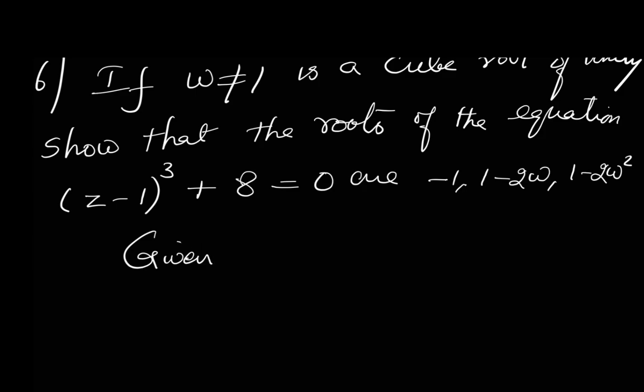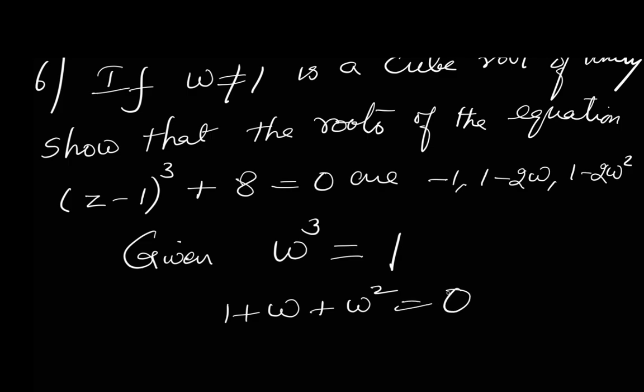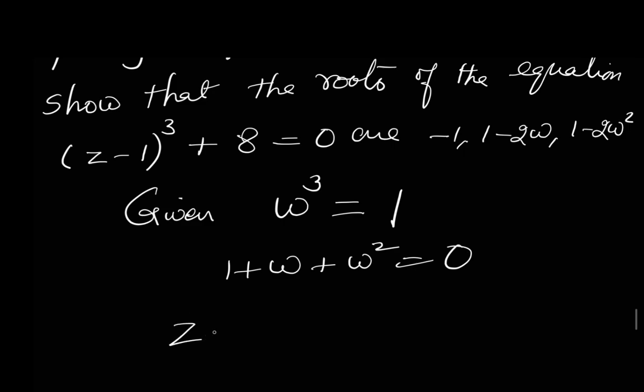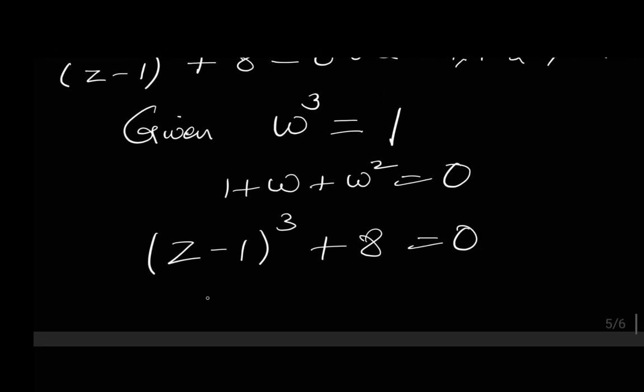Given omega is a cube root of unity, that is omega cube is equal to 1, and 1 plus omega plus omega squared is equal to 0. Take the given equation (z minus 1) the whole cube plus 8 is equal to 0. I have to find the value of z. So (z minus 1) the whole cube is equal to, taking 8 to the other side, minus 8.